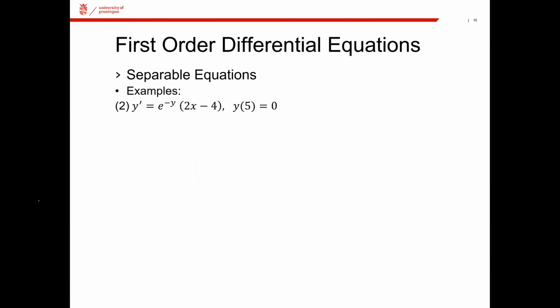Okay, let's look at another example. y prime equals e to the power of minus y times (2x minus 4). And this time, we have the initial condition: when x equals 5, y equals 0.